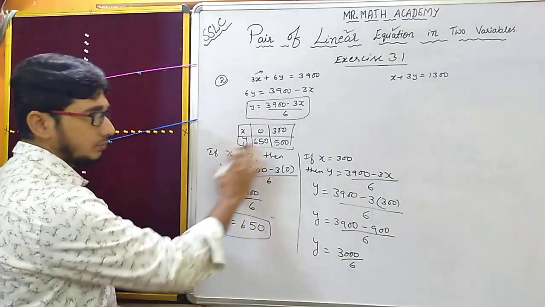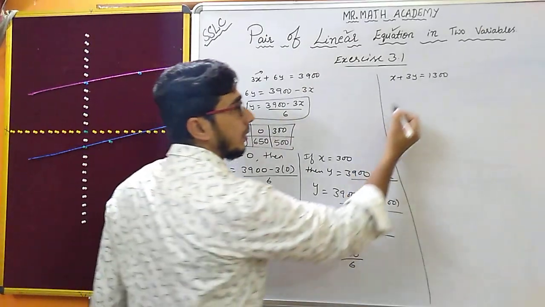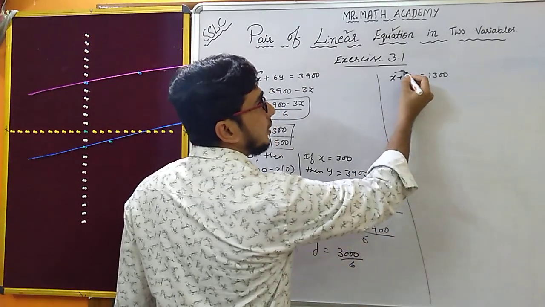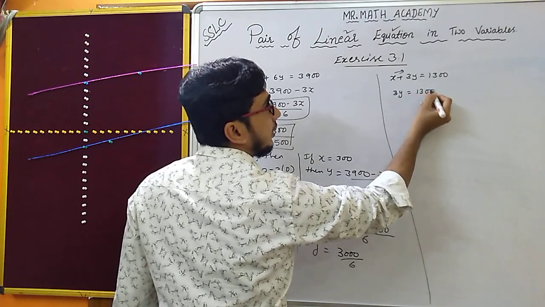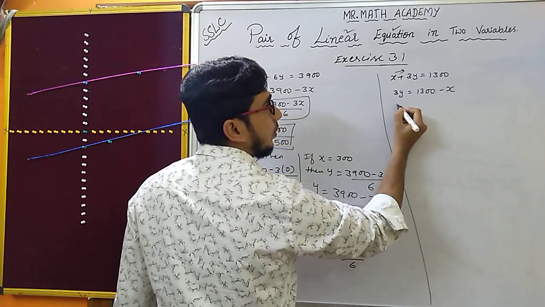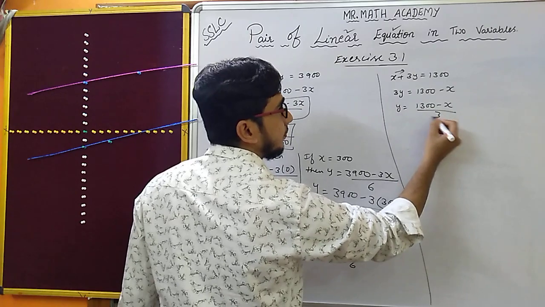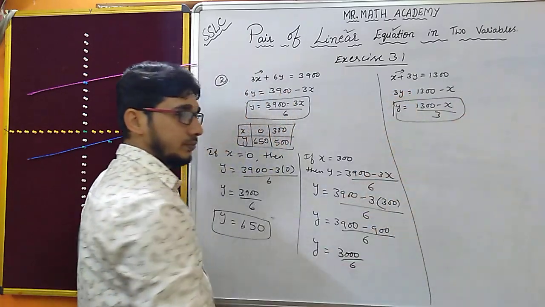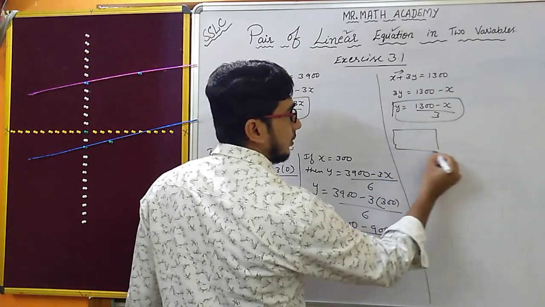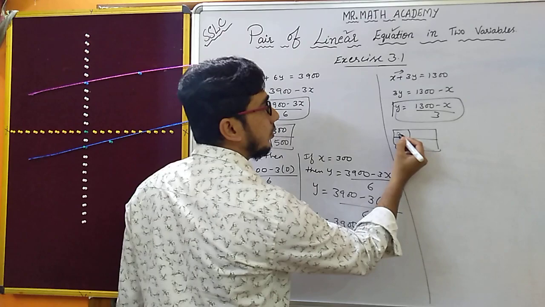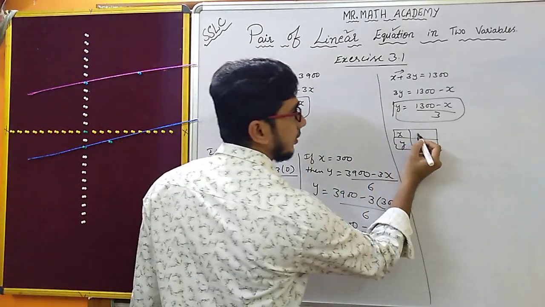Okay, for this equation it is done. Let us go for that equation. Let the y be here, x send it to the RHS. What will happen? 3y is equal to 1300 minus x. y is equal to (1300 minus x) by 3. This is the standard equation now. Take a table, substitute the value for x. Any value you can give. First I'll give 0.